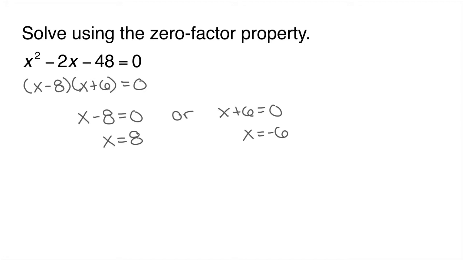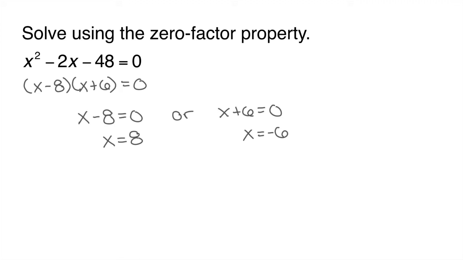Let's check each of these solutions in the original equation. When we substitute 8 for x, we have 8 squared, or 64, minus 2 times 8, or 16, minus 48. Well, 64 minus 16 minus 48 is equal to 0, so that solution checks.